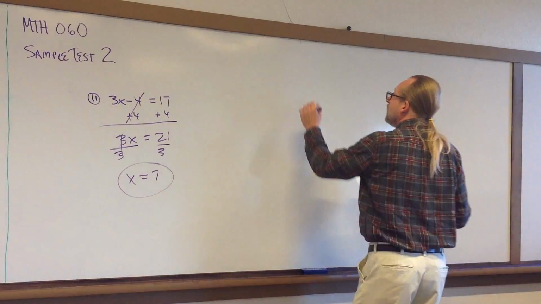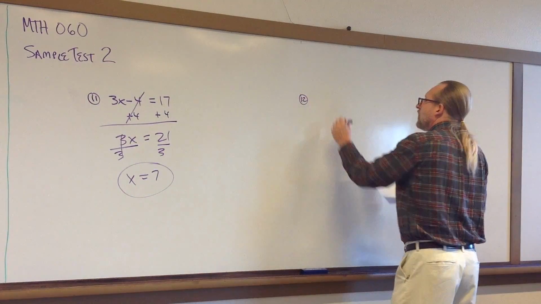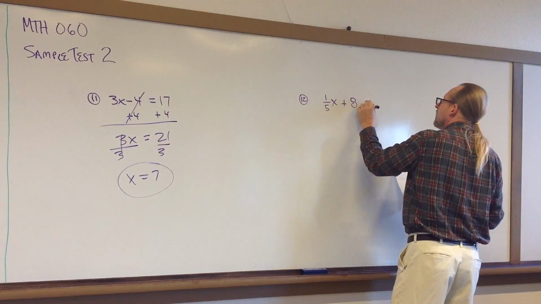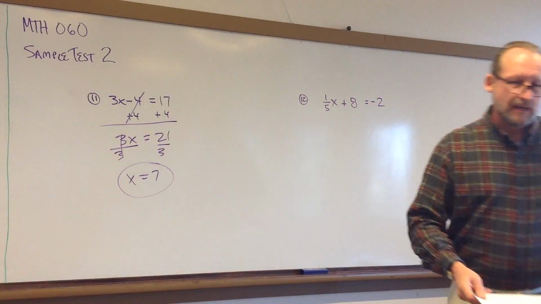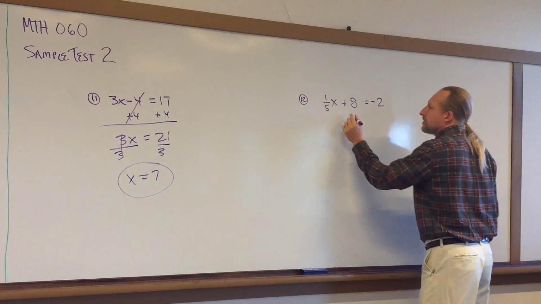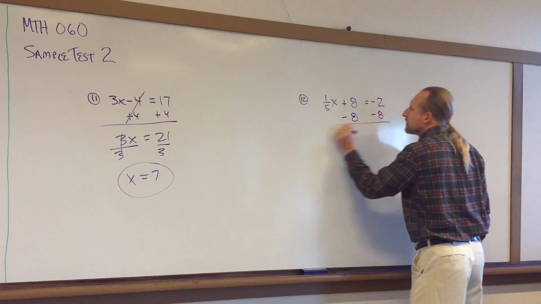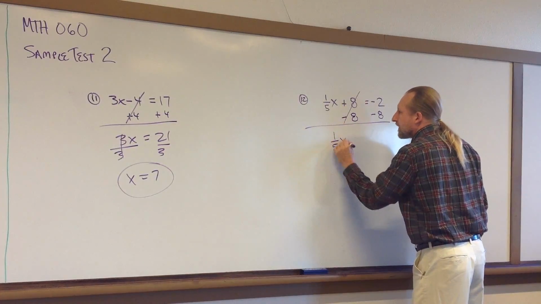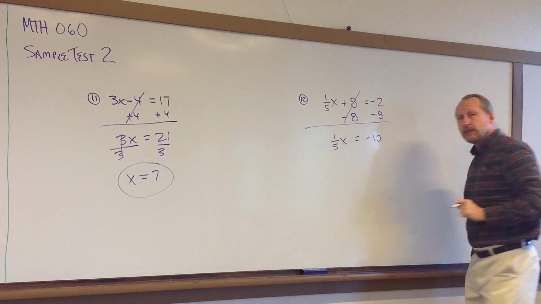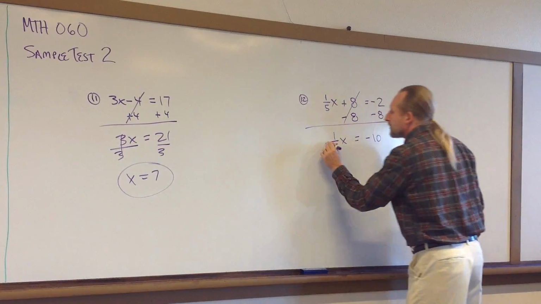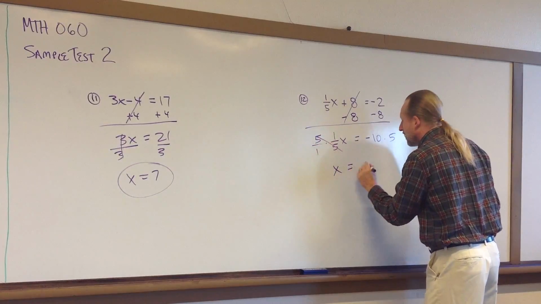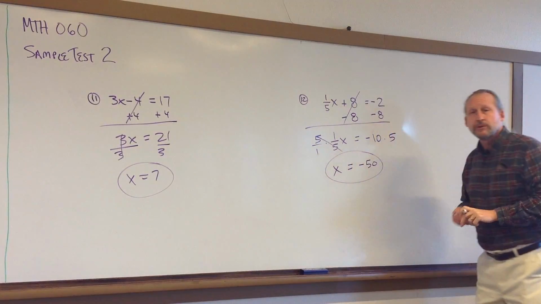Problem 12. 1/5 x plus 8 equals negative 2. Similar problem, right? It's a two-step problem. We're going to have to cancel out this 8 first by subtracting on both sides by 8. That'll get that 1/5 x by itself. Over here, -2 minus 8 makes -10. And then if we multiply on both sides by 5 or 5 over 1, depending on how you want to think about it, we'll get x equal to -50.